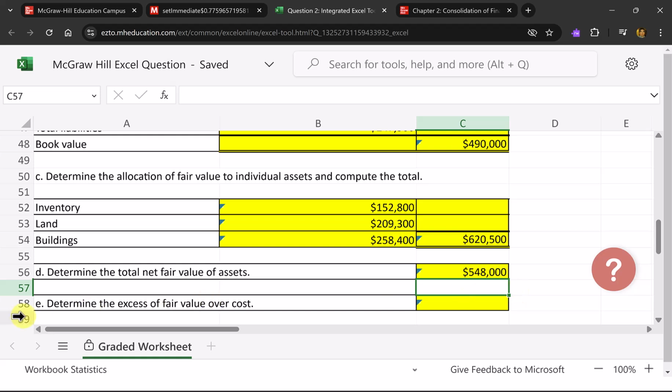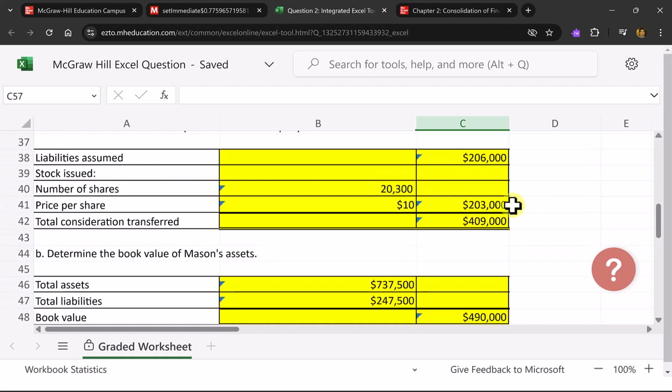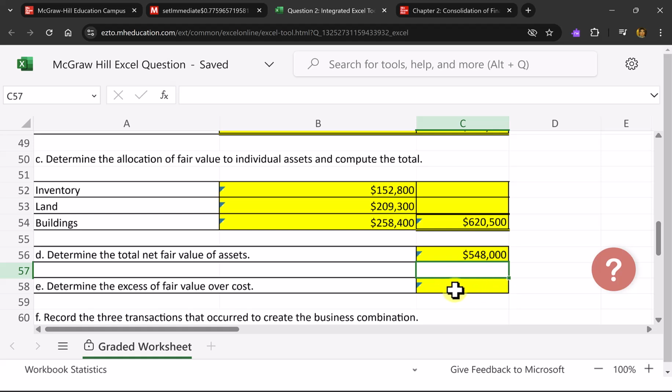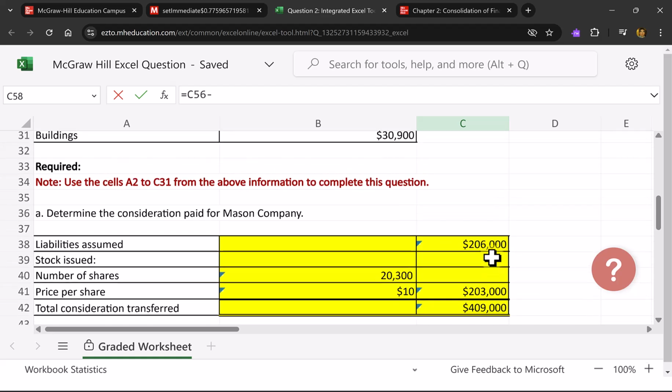And now here in step E, the excess of this fair value over the amount we paid. So how much did we pay? This amount over here, yeah? Okay, so equal fair value minus the amount or consideration we paid.